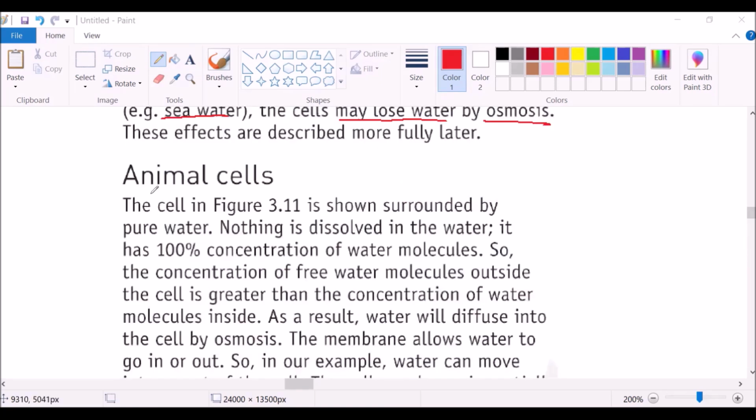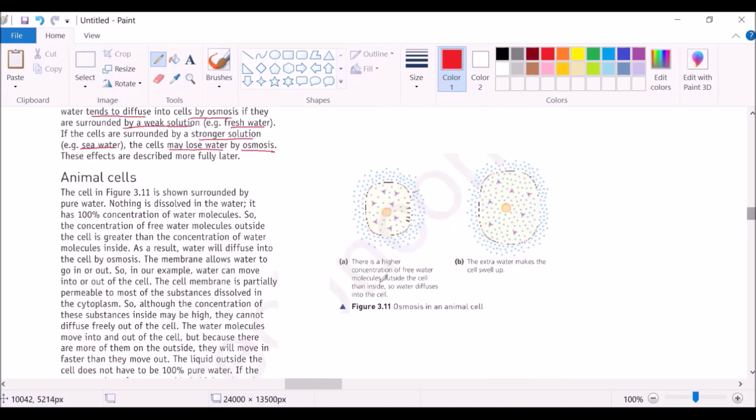Now let's look at how osmosis affects animal cells. The cell in this diagram is shown surrounded by pure water. Nothing is dissolved in the water. It is 100% concentration of water molecules. So the concentration of free water molecules outside the cell is greater than the concentration of water molecules inside. As a result, water will diffuse into the cell. So water will move into the cell by osmosis.